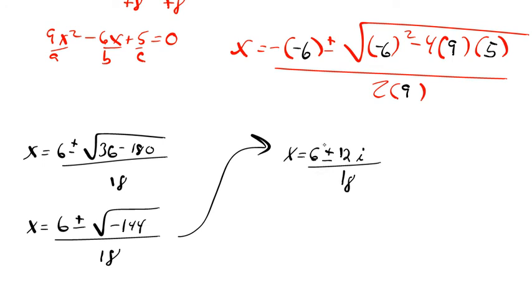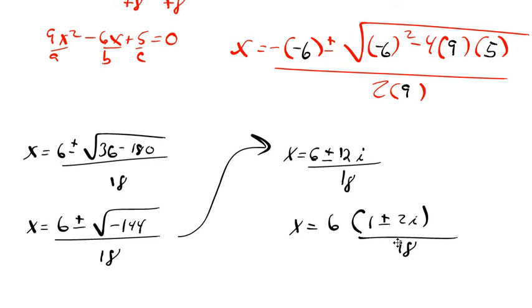So here we go. We have 6 plus or minus 12i all over 18. We don't want to leave it like that. Just like we did in the last example, if the numerator has a common factor, then we want to factor that out. They each have a 6 in common, so I'm going to factor out the 6 using the greatest common factor method. 6 times what is 6? Well, 1. 6 times what is 12i? Just 2i, and that's all over 18.